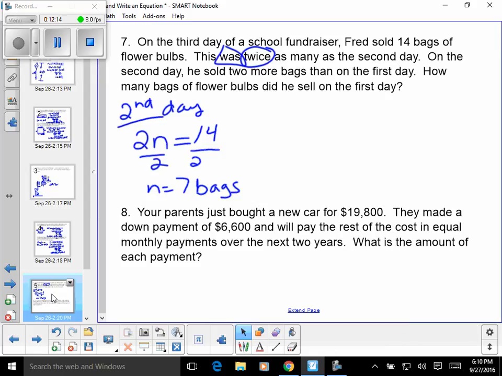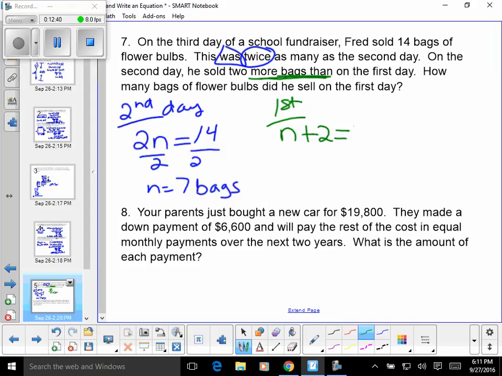Now, the first day is what I'm really after. And here again, 2 more bags more than the first day. Well, if the first day is n, because I know what my second day is, 7, n plus 2 is going to equal the 7. And I can quickly solve it, that it's 5 bags.